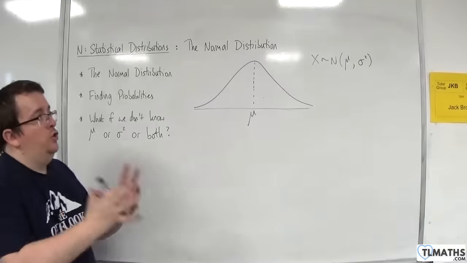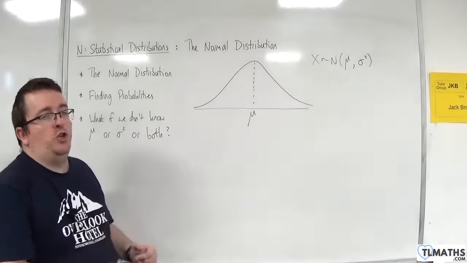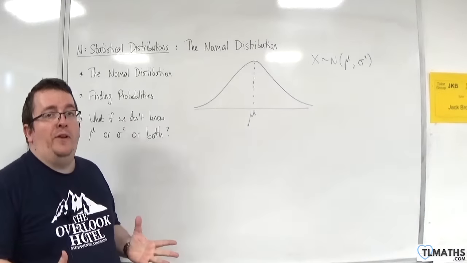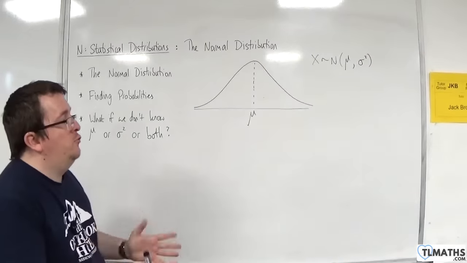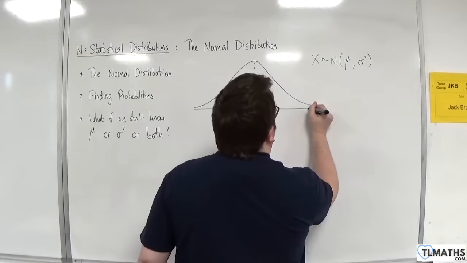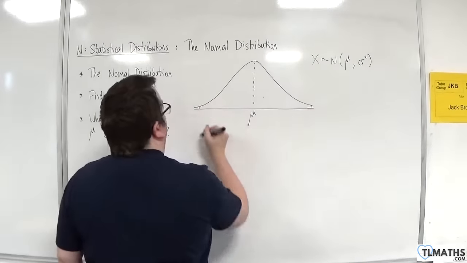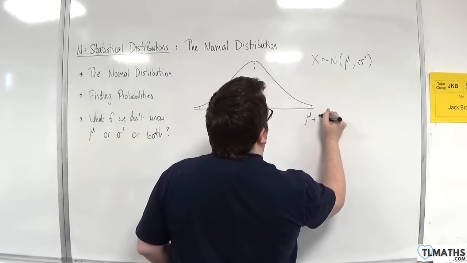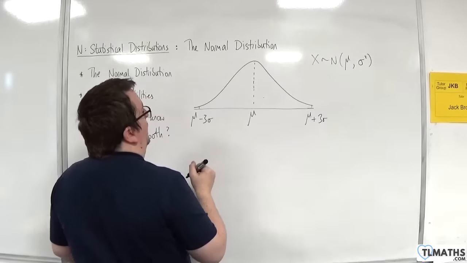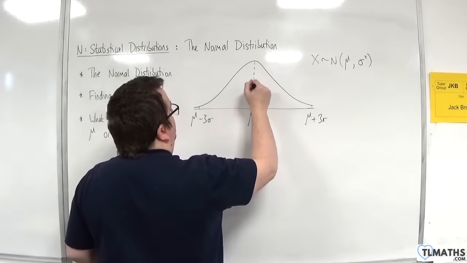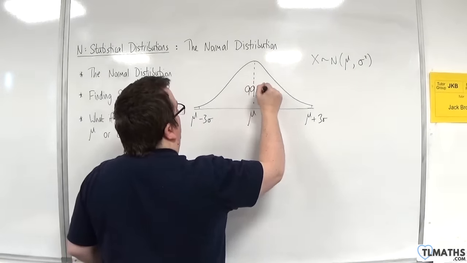Now, you should know that the normal distribution, 99%, 99.7% in fact, is contained within three standard deviations of the mean. So this is a really good fact to remember. So three standard deviations either side, this would represent 99.7%.